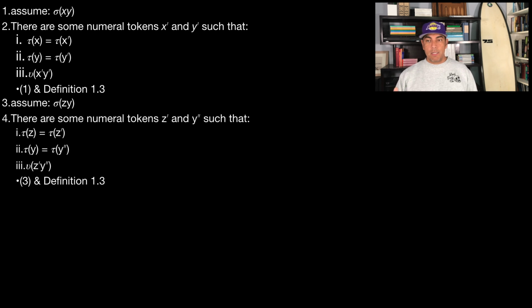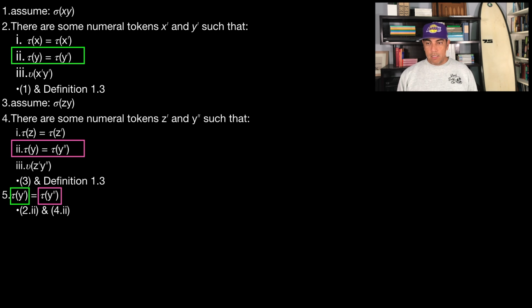We've assumed sigma zy. What can we get from that? Remember, what we're trying to show is tau x equals tau z. We're trying to show that if sigma zy, then x and z must be in the same numeral types. Well, up here we see that y equals y prime, right? And then we see that y also equals y double prime in 4, so it must be the case that y prime is the same type as y double prime.